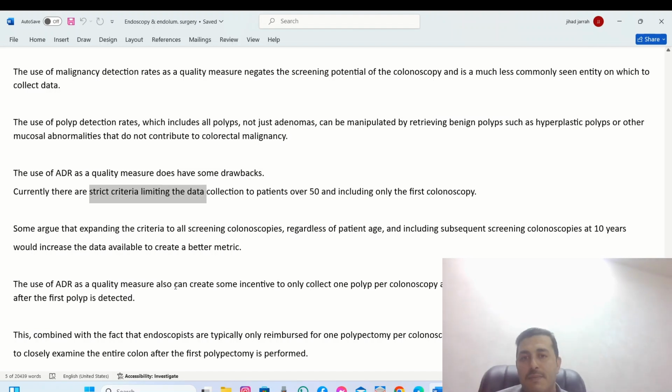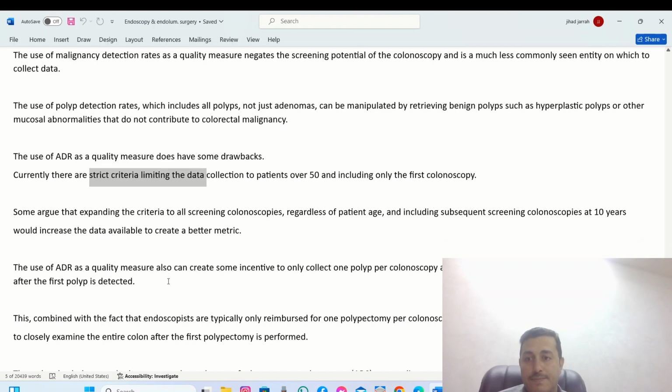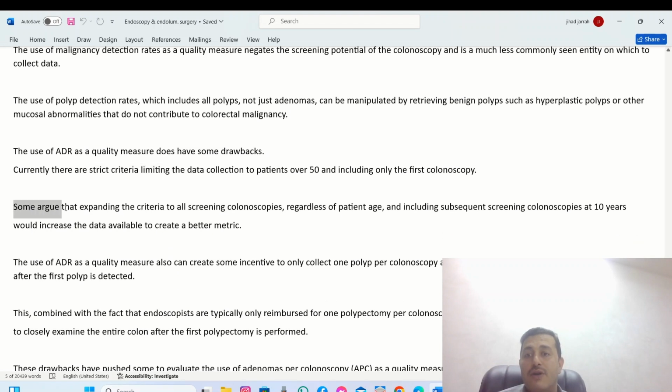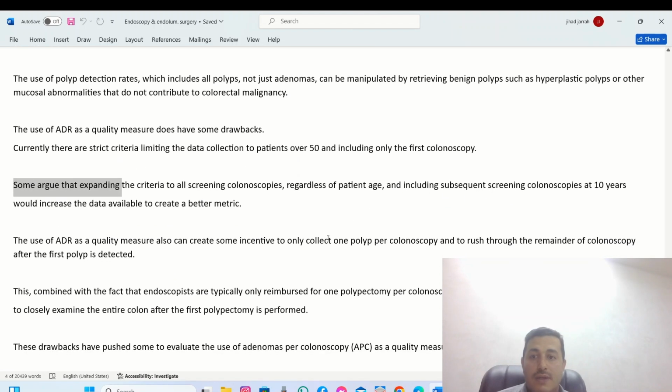So this may result in the colonoscopist, if he detects one adenoma, taking it, documenting it, and rushing back. So what about the remainder of the colon? This is one of the drawbacks.